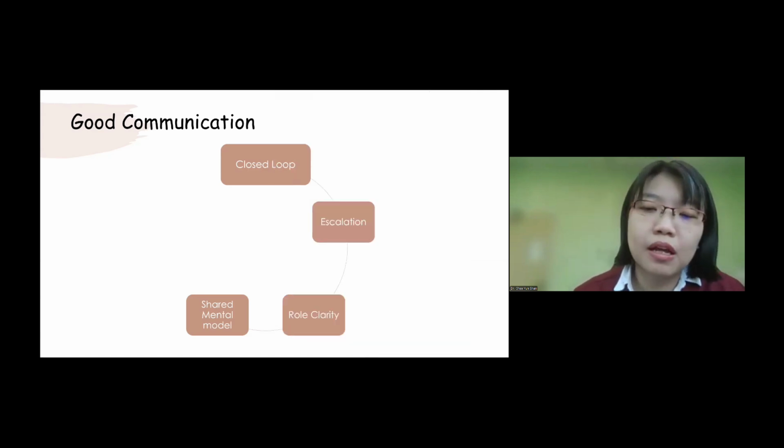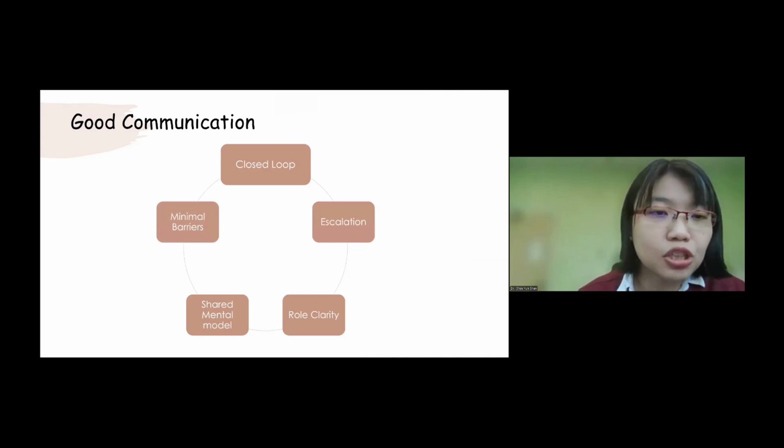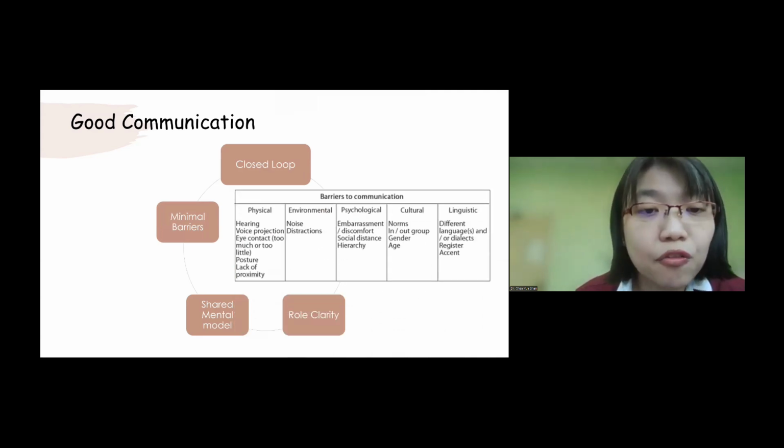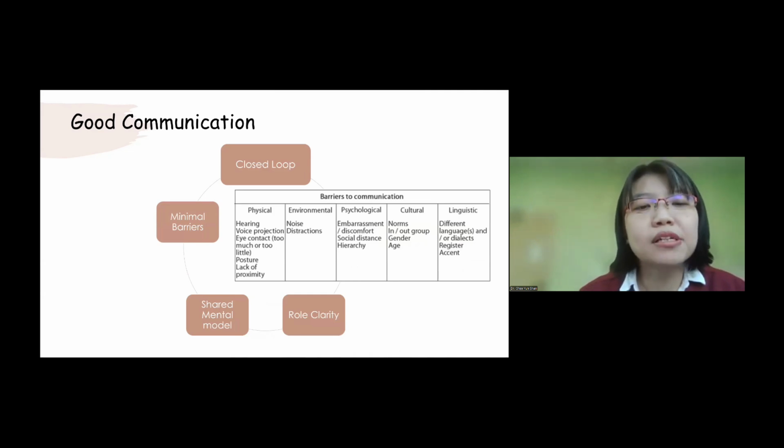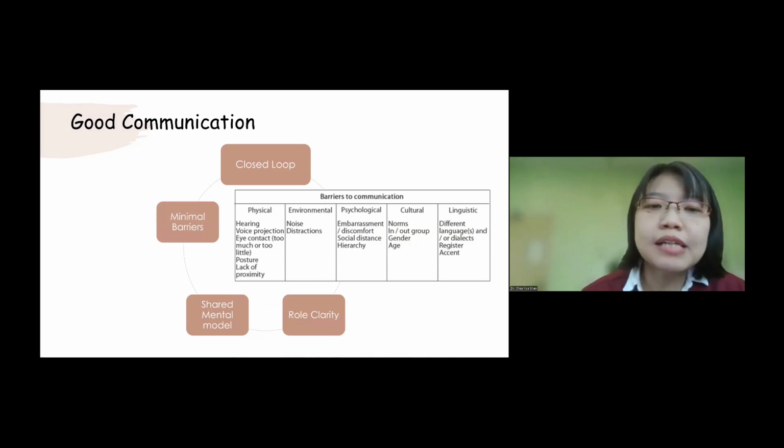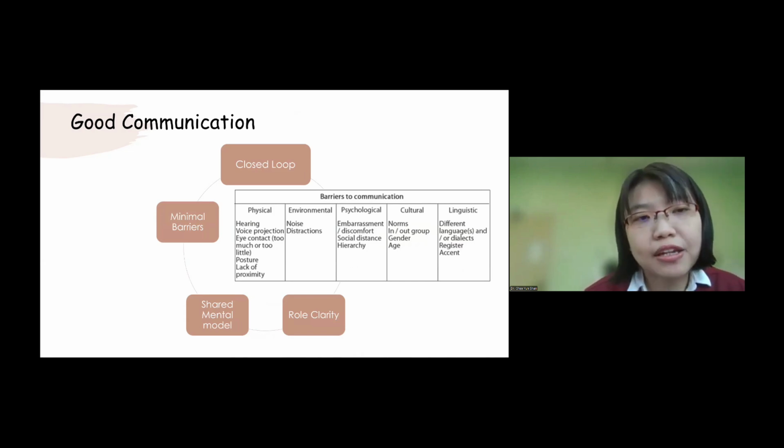And this can often be achieved by having a regroup or a pause during a resuscitation if things don't go right. Lastly, it is also important to address all the barriers in communication, and this will include things like physical and environmental barriers, where there is noise and personal protective equipment, psychological barriers such as a perceived hierarchy, and cultural or language barriers that can potentially impede very good, effective communication.